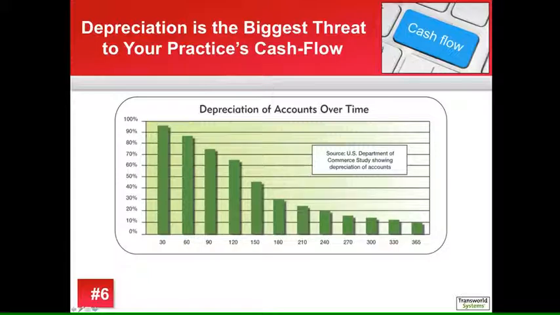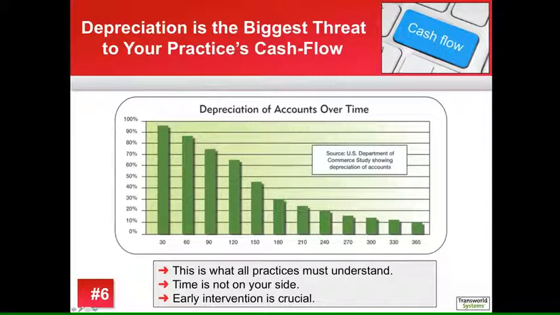So what we need to appreciate and understand is that time's not on our side, right? We've got to be very early in our intervention. We can't wait until accounts are 6 months old before we start to do aggressive follow-up. No one can collect it when it's that old. No one can collect it. So the best thing we can do is get something going on early inside the practice, even outside the practice, to make sure that we're pursuing accounts when they're actually collectible. So what's the biggest threat to our practice's cash flow? It's depreciation.